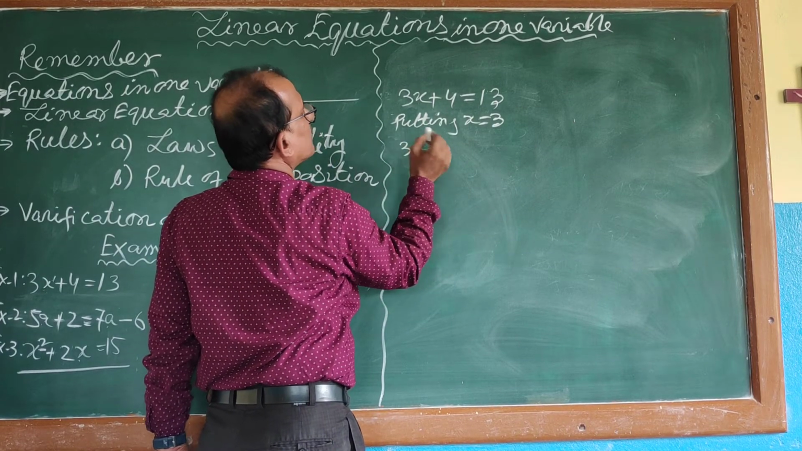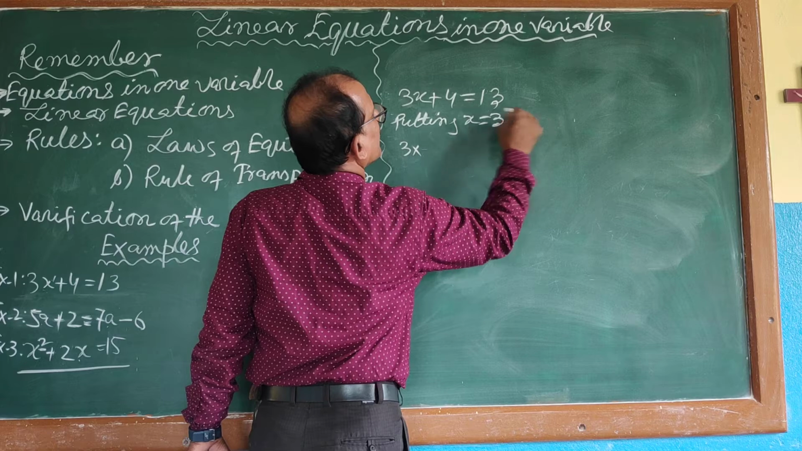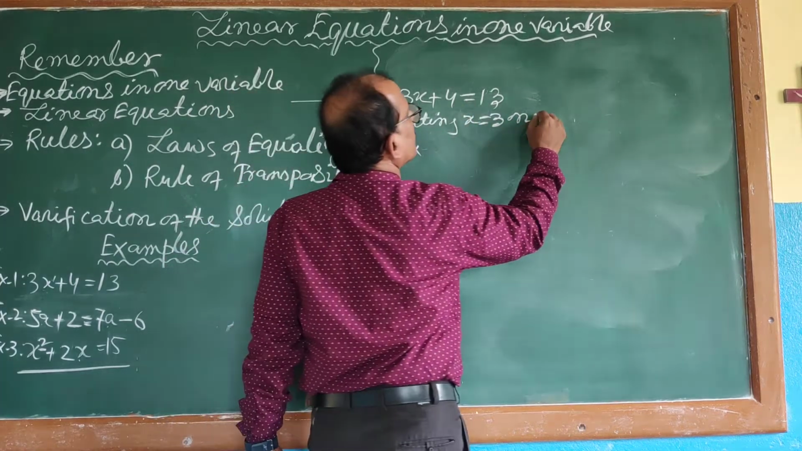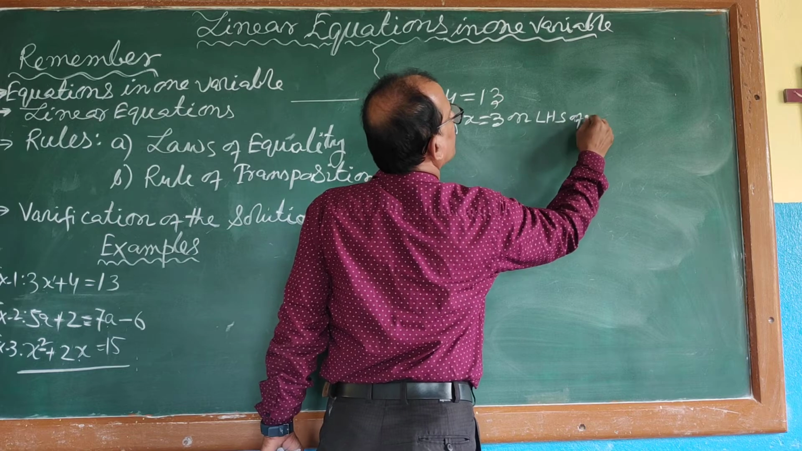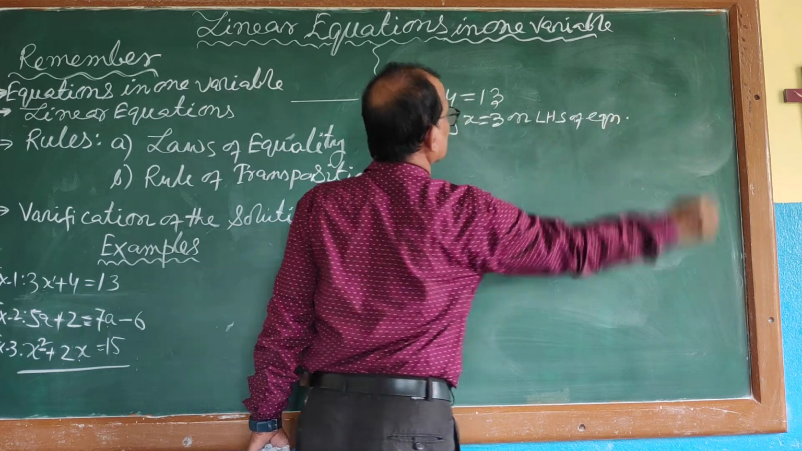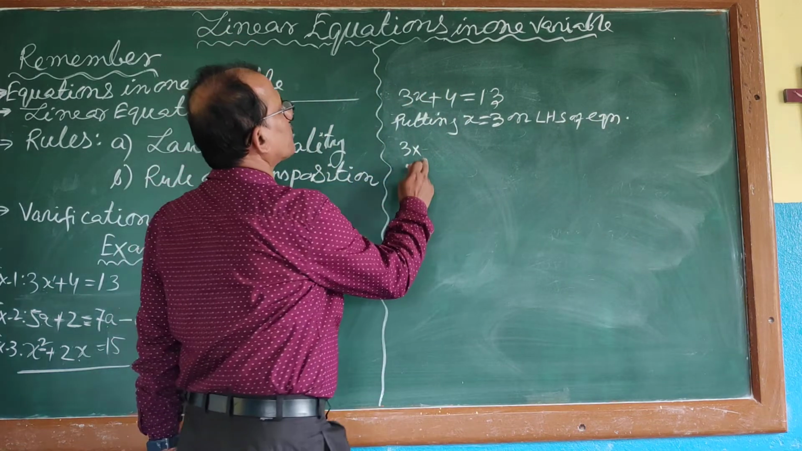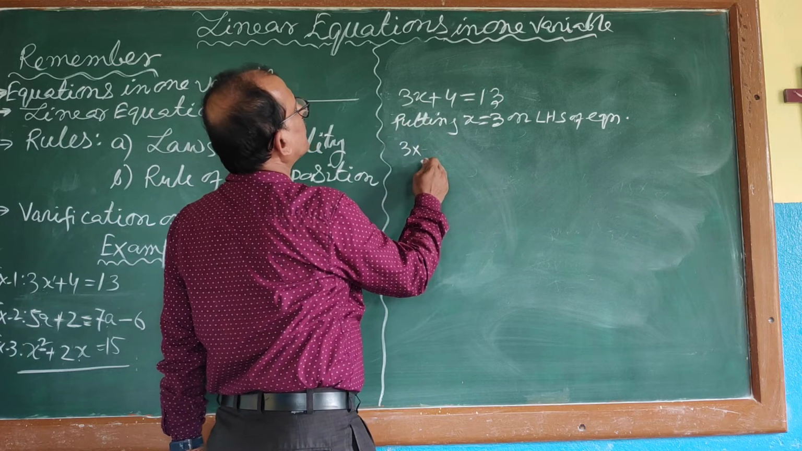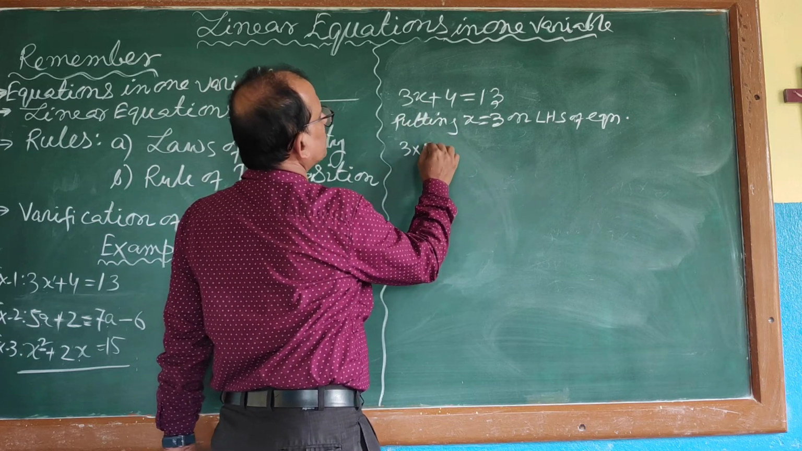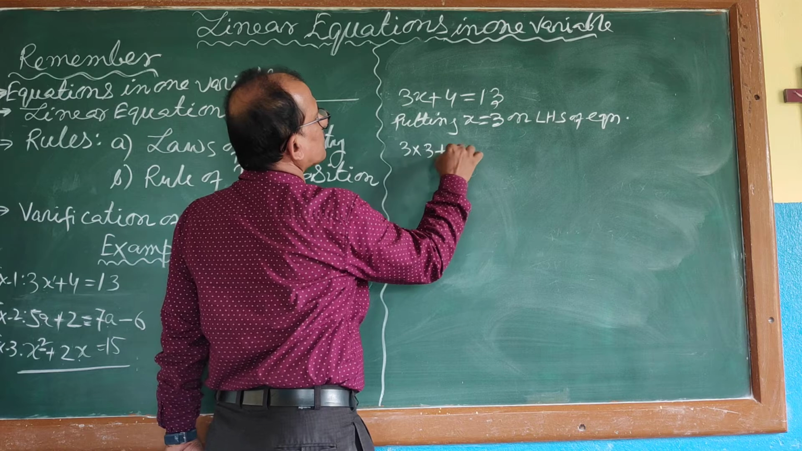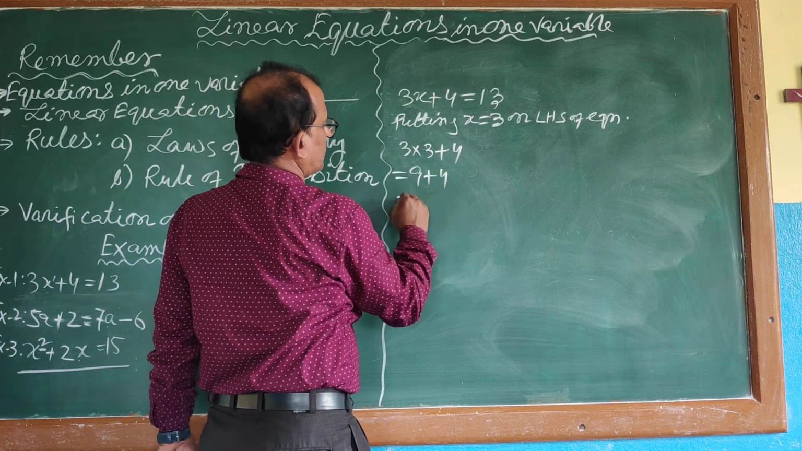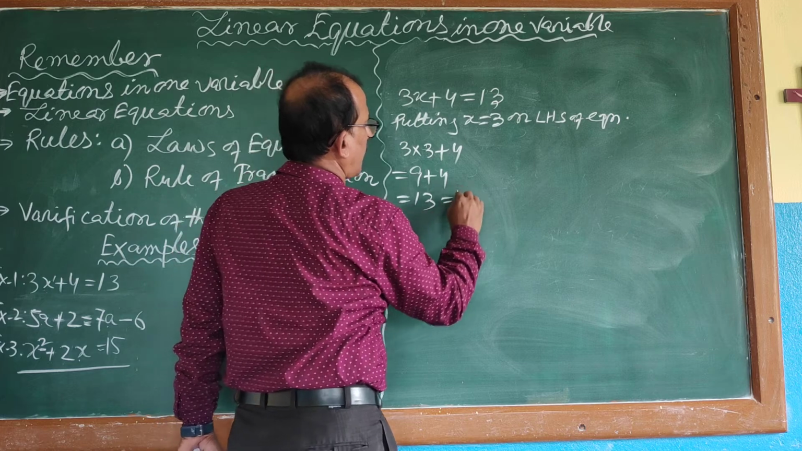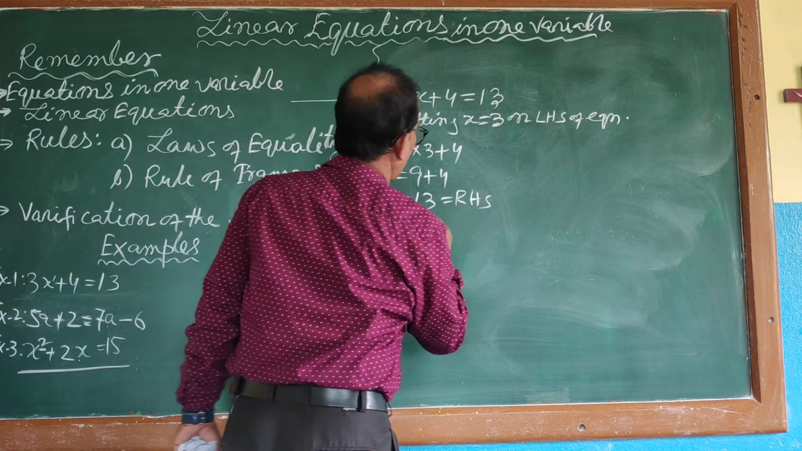3 into 3, this is your left hand side of the equation, no? In the left hand side of the equation you have put x is equal to 3. Definitely it will become 3 into 3 plus 4. What has it become? It is 9 plus 4, isn't it 13, which is equal to the RHS. So that is the verification made.